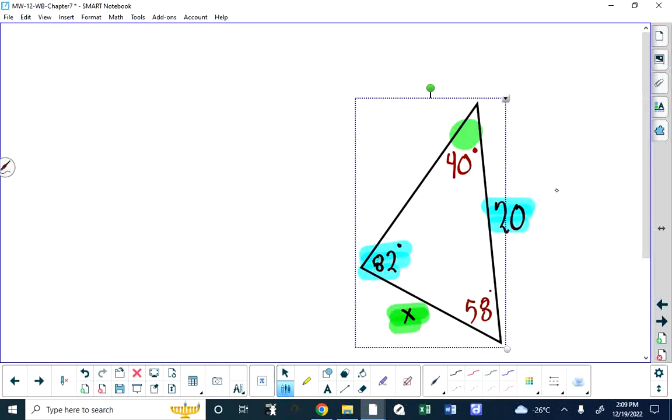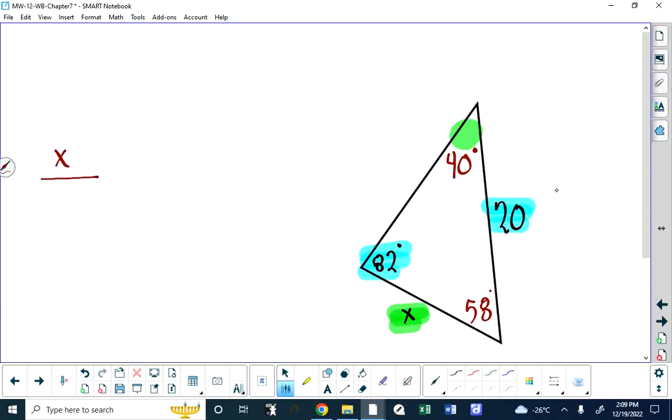I can go x over sine 40 degrees equals 20 over sine 82 degrees. And this should be like stealing candy from a baby. No problem at all. I would like everybody to solve that equation for me for x.